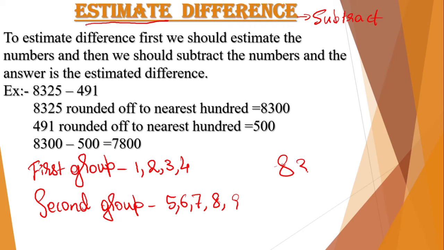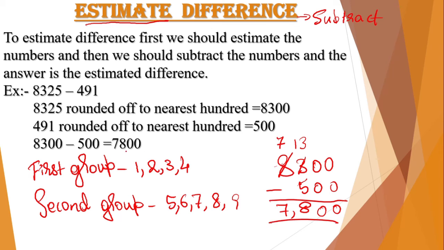So 8300 minus 500. It will give us 0, 0. And 3 minus 5 is not possible, so we should make 8 as 7 and 3 as 13. And 13 minus 5 is 8 and 7 will come as it is. So our answer will be 7800. See, very easy, right? Now we have 4 zeros, so it will be very easy for us to subtract also.